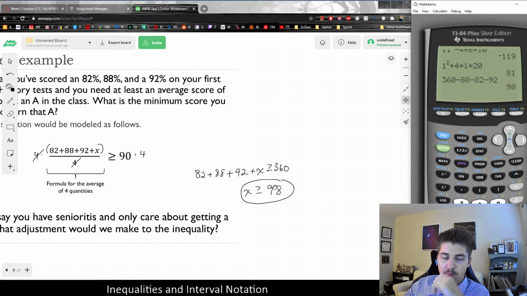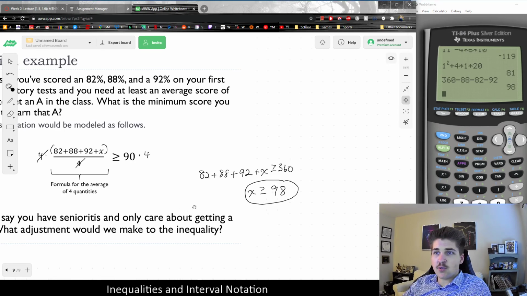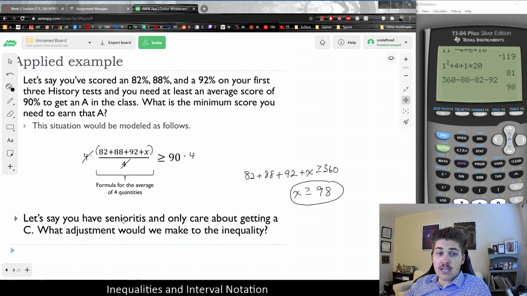But sometimes there might be an answer that isn't possible depending on, well, 110, is that possible? Depends on the extra credit options. Anyways, or let's say you have senioritis and you only care about getting a 70 in the class instead. We could easily just change the parameters. Let's say I only wanted to know what does it take to get a C. I could change that 90 to a 70, resolve it, and very easily change the parameters upon my problem.